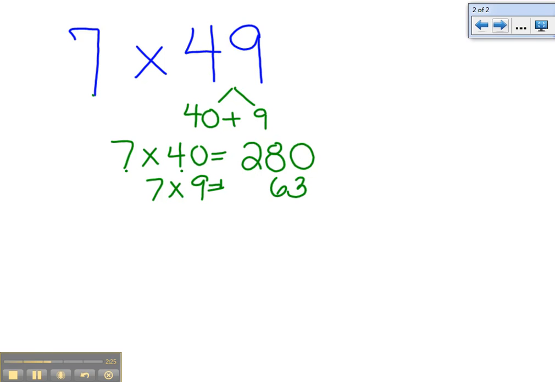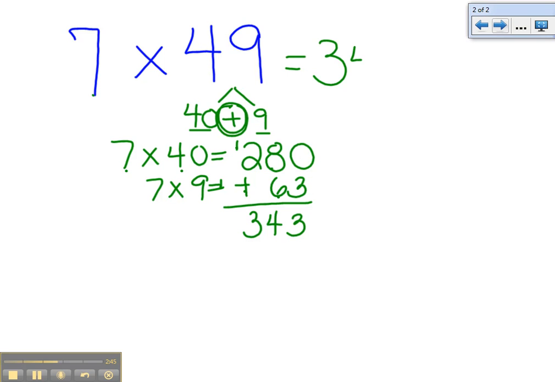So I did 7 times 40 and 7 times 9. I now need to add the last two numbers together because I really need to do some addition. So 0 plus 3 is 3. 8 plus 6 is 14. Write down the 4, carry the 1. 1 plus 2 is 3. So I get this to equal 343. This is one way that we can use the distributive property to make multiplication problems more mental math to be completed.